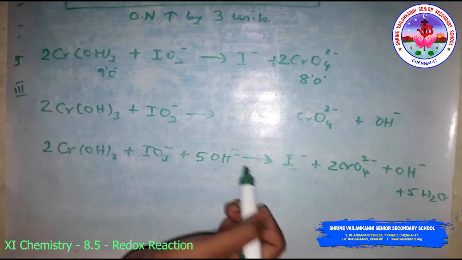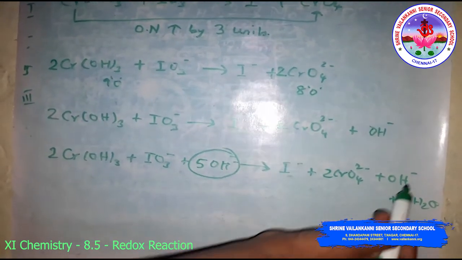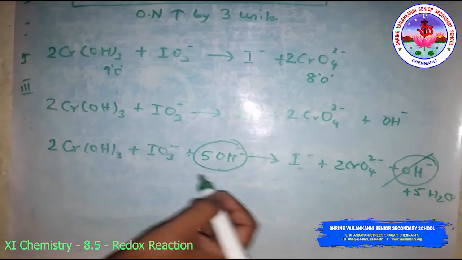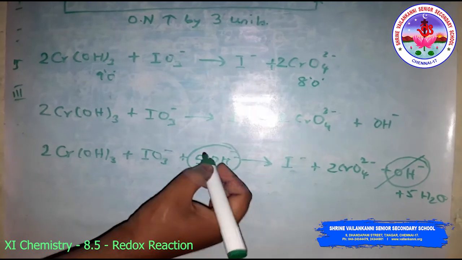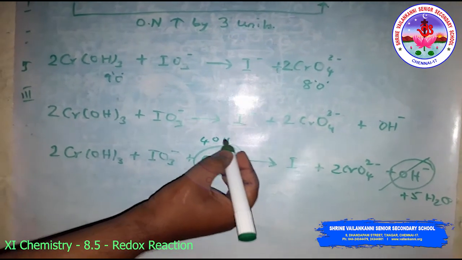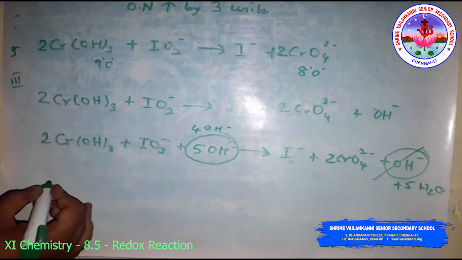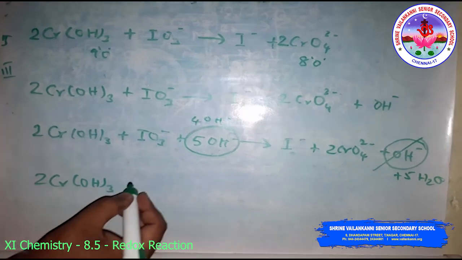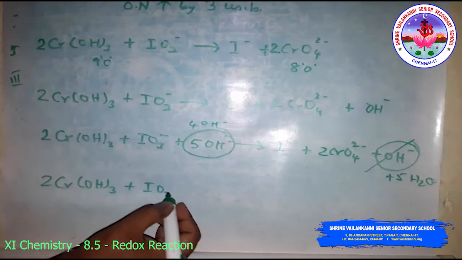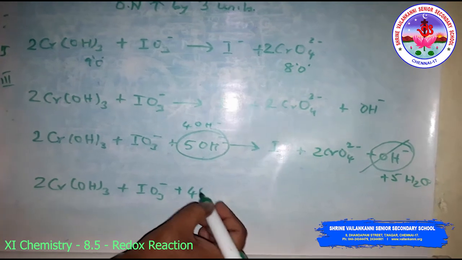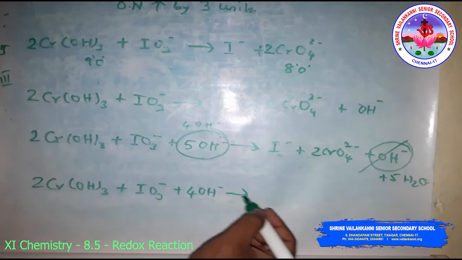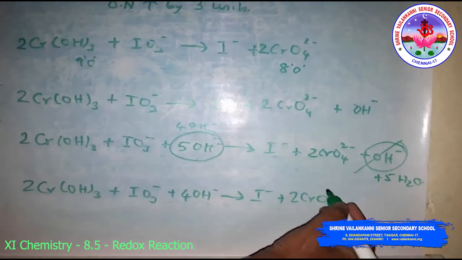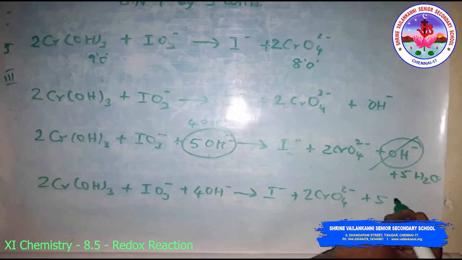Now look at this side. 5 OH⁻ is there on the left, and on the right hand side 1 OH⁻ is there. So just strike out 1 OH⁻ from each, it will become 4 OH⁻. Now 2 Cr(OH)3 + IO3⁻ + 4 OH⁻ gives I⁻ + 2 CrO4²⁻ + 5 H2O.